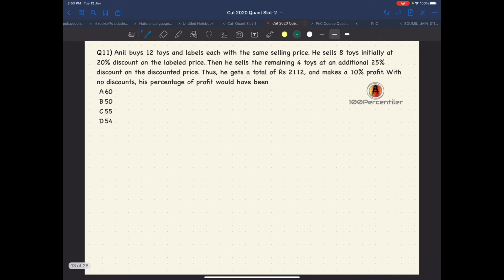Now Anil buys 12 toys and labels them with the same selling price. So let that selling price be S. He sells 8 toys initially at a 20% discount on the labeled price. So the total revenue here, for 8 toys, is 0.8 times S. He sells the remaining 4 at an additional discount of 25%.